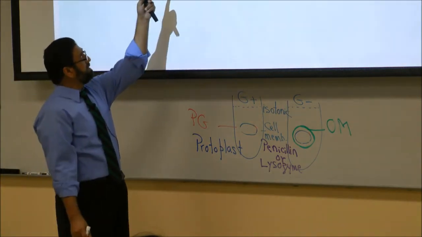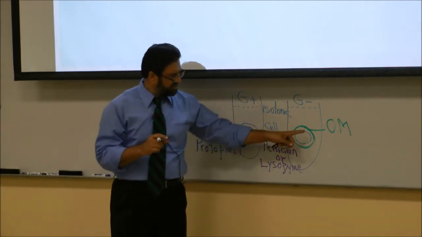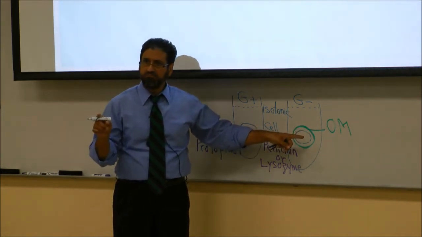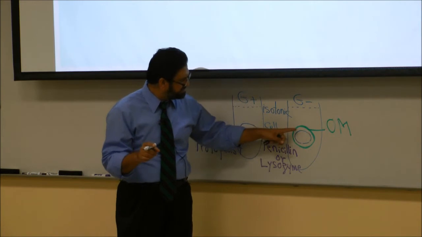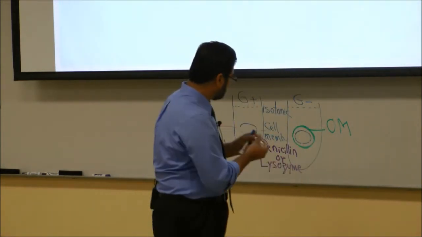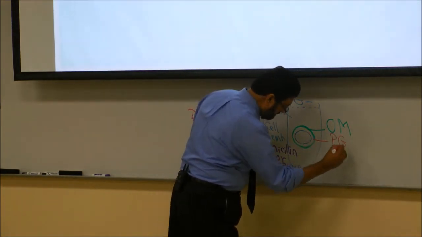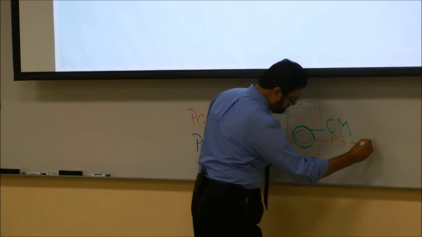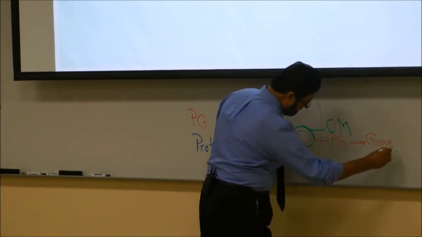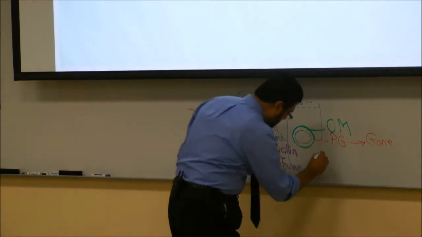A gram-negative bacterium which has partially lost its cell wall. And that partial part is what? PG. Only the PG is gone, right? Red color is gone. This is called spheroplast.